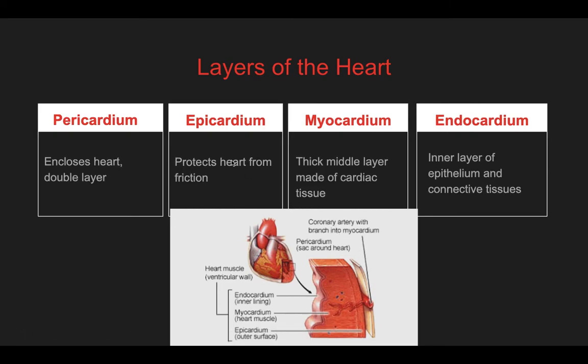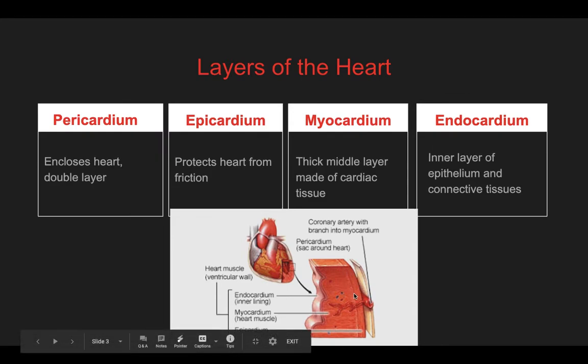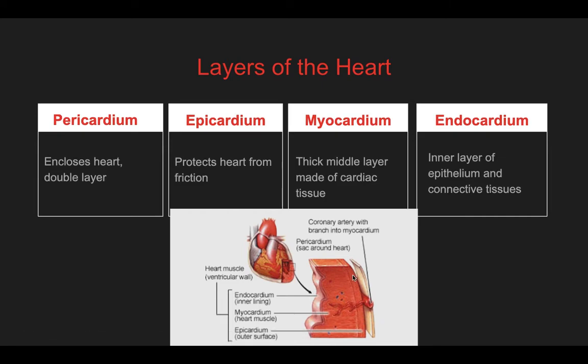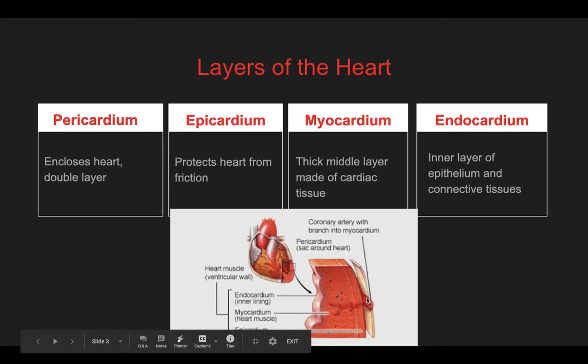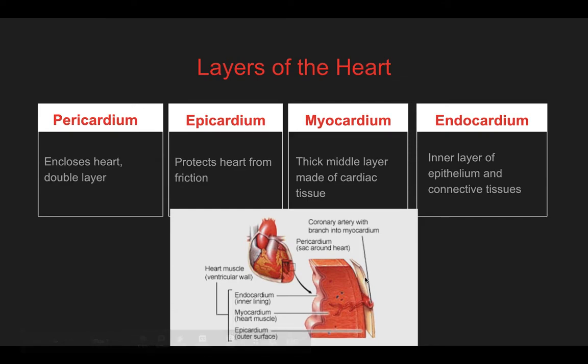Then we have the epicardium. This is kind of like the outer layer of the actual heart. It's going to protect the heart from friction. So it's, again, this double layer of protection. This is going to be your epicardium and then your pericardium. These protect the heart. Then we have the myocardium, which is in the middle.